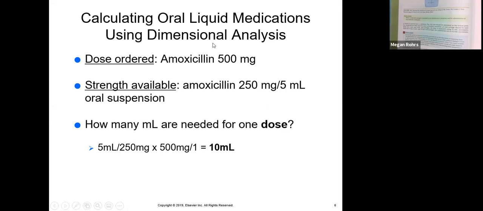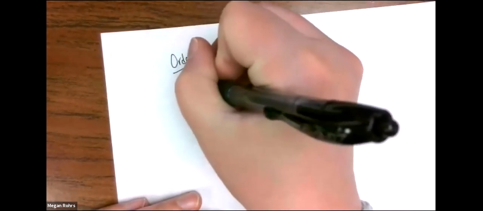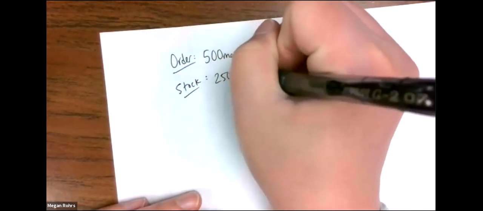Now, using dimensional analysis, so remember dimensional analysis is using multiplication to solve for the dose volume. I'm going to write this one out just so you can see it a little bit better than what I have there on those slides. I think it helps to see it when your fractions are vertical here. So remember, we have 500 milligrams that is being ordered. And in stock, we have that 250 milligram per 5 mL suspension.